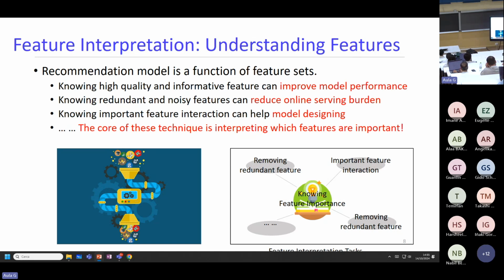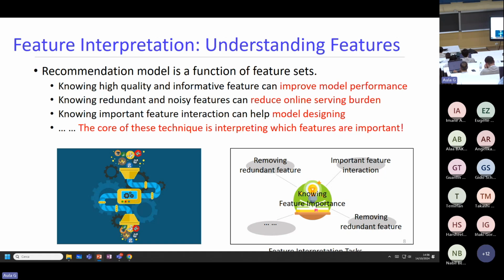Conversely, recognizing redundant and noisy features is essential for reducing the online serving burden. Removing these unnecessary features can streamline the model, leading to faster response times and more efficient processing.